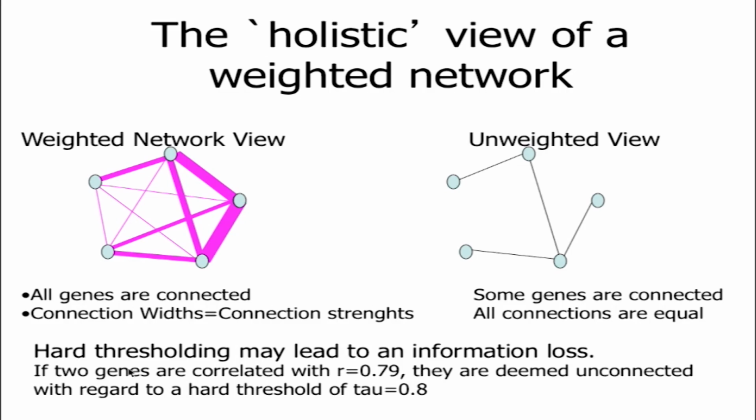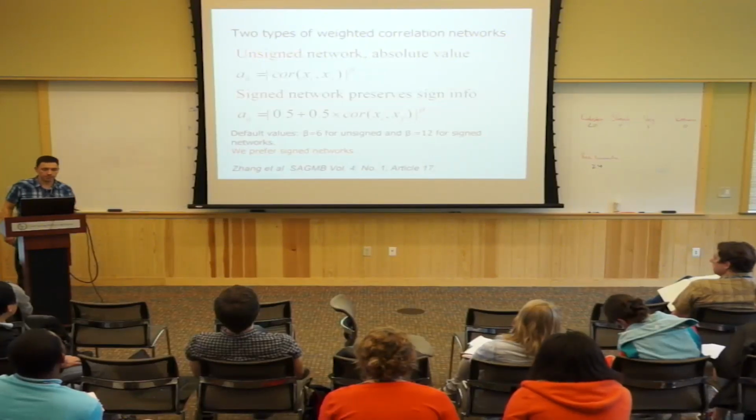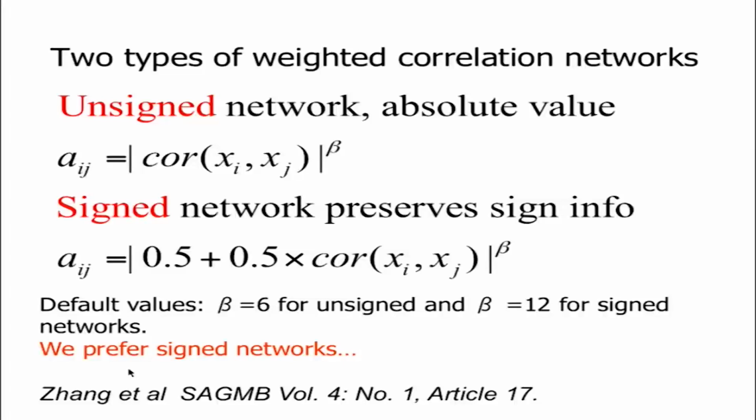And so we construct two types of weighted correlation networks. The first type is called an unsigned network, and the second is called a signed network. Both of these networks are defined with respect to a correlation coefficient. So let's start with the first network. We take the correlation between two genes, i and j, and then in the unsigned case, we take the absolute value of that correlation coefficient, which results in a number that lies between 0 and 1.